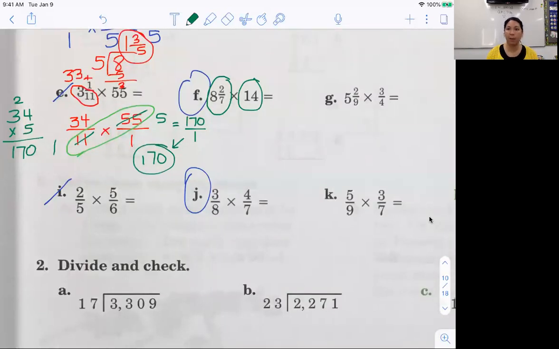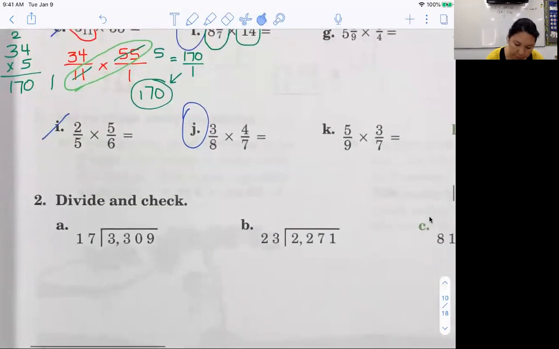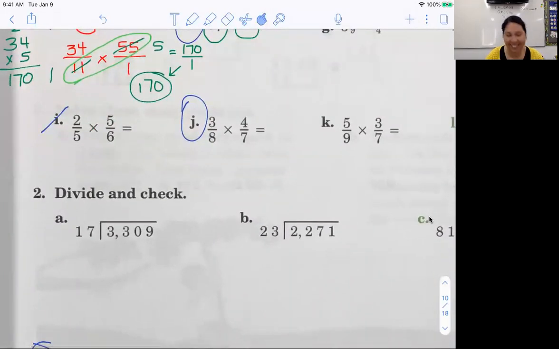Okay, if you need more time, keep pausing. We're going to letter I. I is nice and easy, okay? So we're just top times top, bottom times bottom, but we're checking if we can cross cancel first.